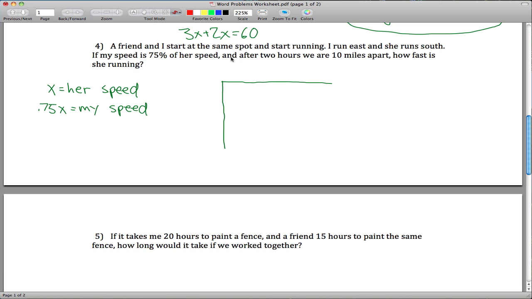And the question: after 2 hours, we're 10 miles apart. So let's see, this distance right here is 10. And after 2 hours, if x is her speed, and she is running which direction? I run east, she runs south. So if she's going x miles per hour for 2 hours, she's traveled 2x. If I'm going 0.75x for 2 hours, I have gone 1.5x.